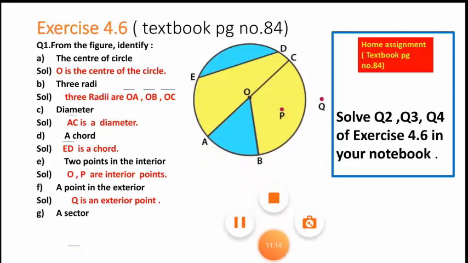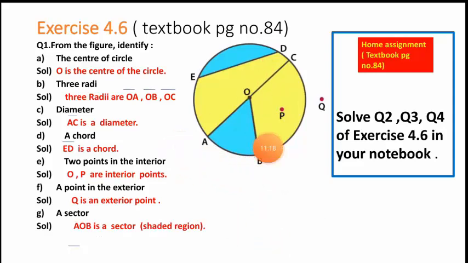So you can write it as AOB is the sector of the given circle, means the shaded region inside this AOB. Now after that we need to identify a segment of a circle.